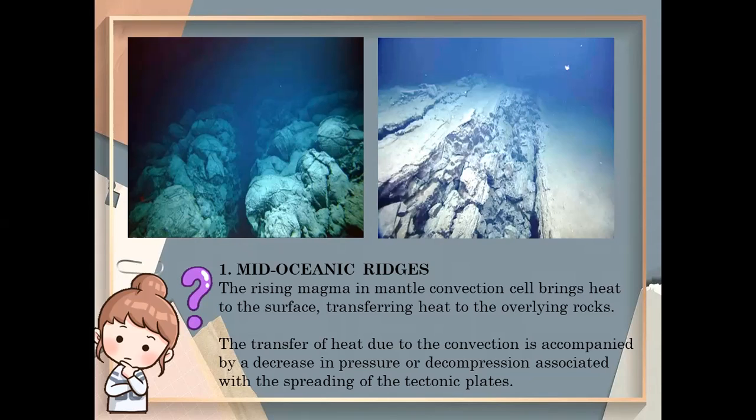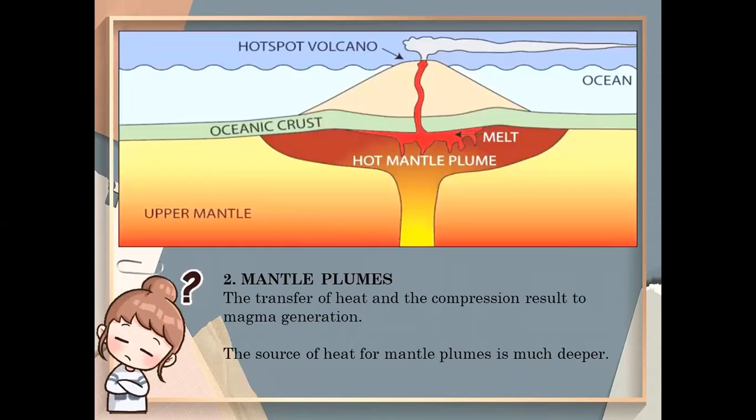Then nagkakaroon doon, naglalabas yun ng init doon kung saan yung mga rocks ay nagkakaroon sila ng overlying rocks. Then yung heat nagko-convect, then nagkakaroon ng pressure, decompression, and nag-spread dun sa mga tectonic plates po natin.